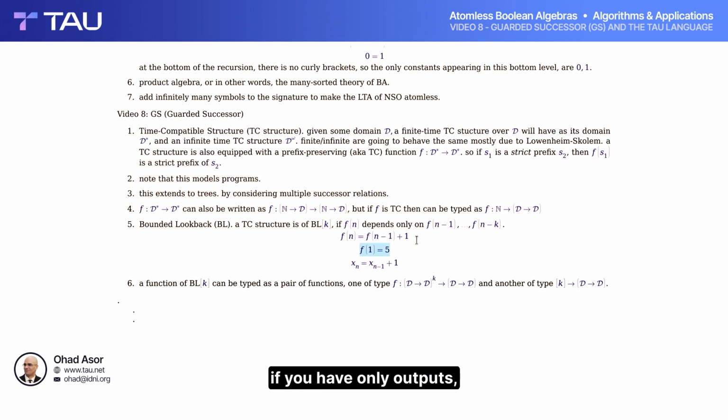Indeed, if you have only outputs, you speak only about a sequence and not about functions between sequences, then you can assume that the input sequence is fixed. Indeed, in this logic, you can specify, obviously, not only prefix-preserving functions between sequences, but also simply sequences. So this second function is going to define the initial condition for the recurrence relations.